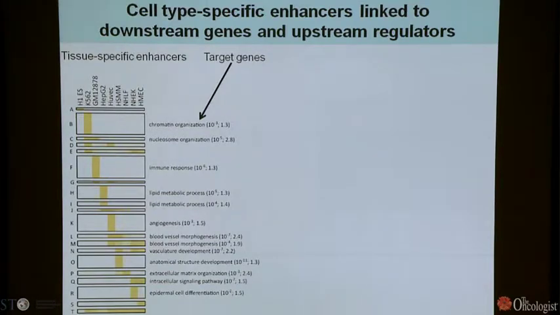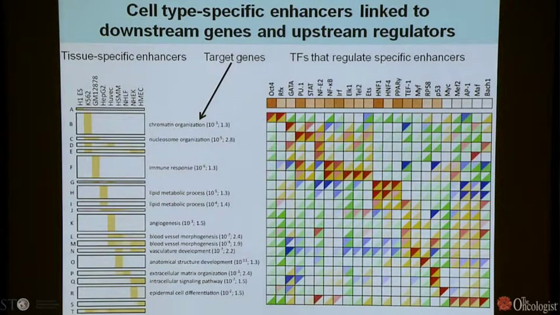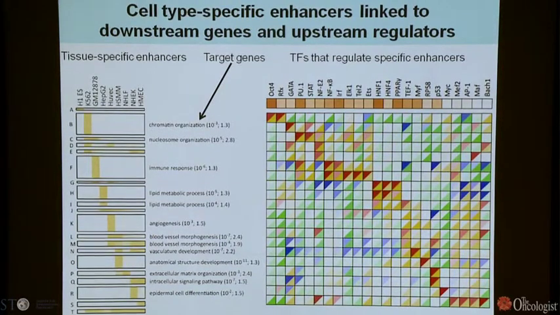So for example, enhancers in immune cells tend to be near or linked to target genes that have functions in immune response, and so on. And we can also predict the transcription factors based on the motifs that the enhancers contain. So for example, in embryonic stem cells, enhancers that are quite specific to embryonic stem cells tend to have motifs bound by OCT4, as you might expect, and this is probably underlying their very specific activation in embryonic stem cells.